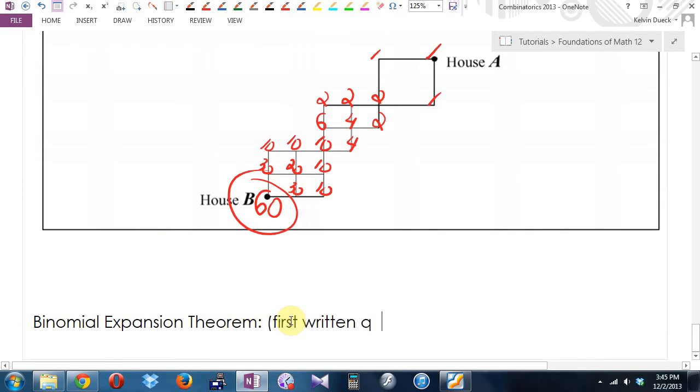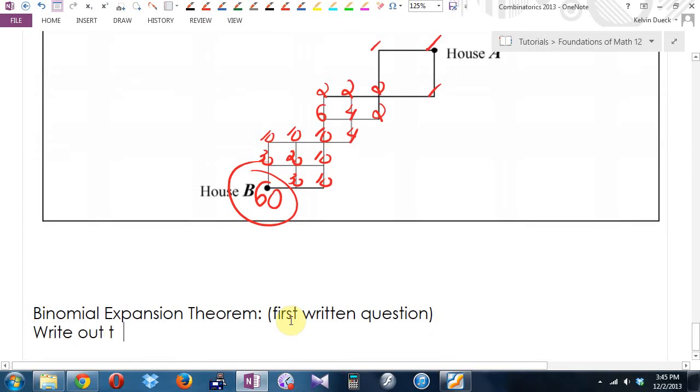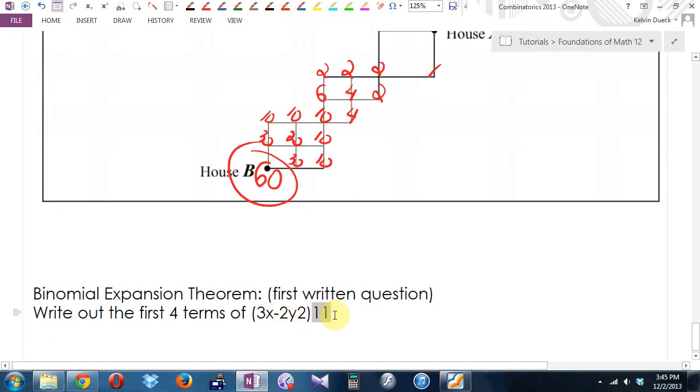First written question. Write out the first 4 terms of, let me make sure I don't accidentally make up the same question because that would be a little silly, (3x minus 2y squared) to the 11th. And let me just fix this and get the exponents in there. Okay, I'm going to ask you to write out the first 4 terms.